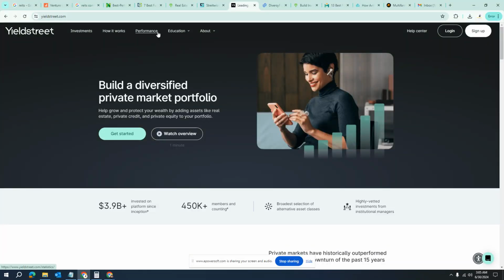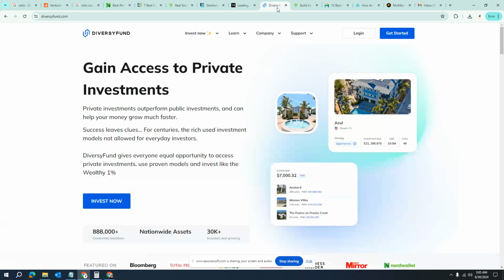You might just really check what the exit strategy is, how long you have to keep the amount in the account in order for you to withdraw the money. This is all alternative assets that you can invest in to grow your assets. It's a really lower barrier to entry, especially if you don't have a lot of money to invest. Same thing with Diversyfund. They give you access to private investments.